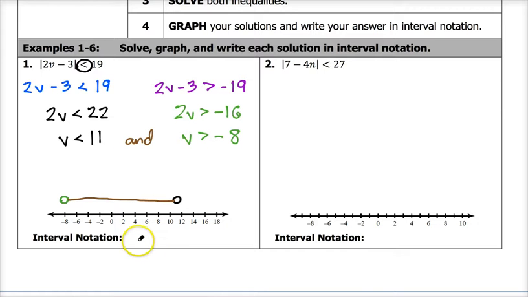Interval notation, the minimum value again is negative 8. The maximum value is positive 11. And I'm going to close with parentheses on both sides because these are both open hollow dots.